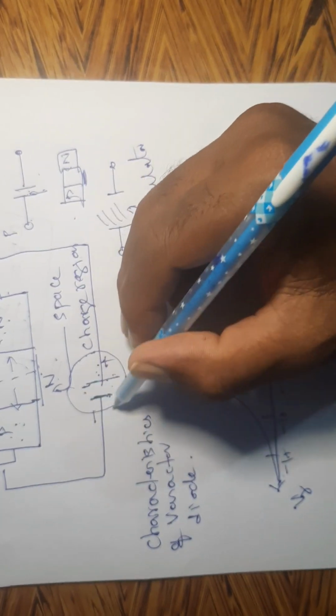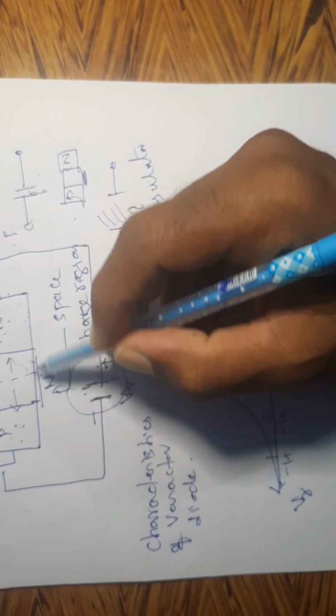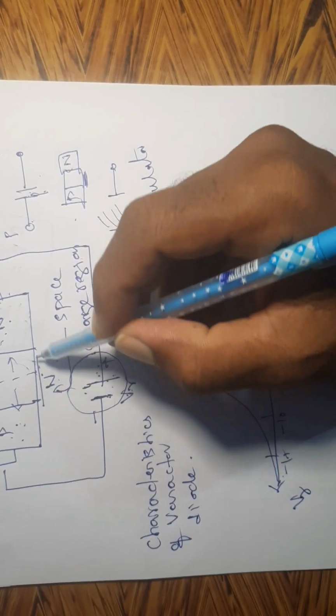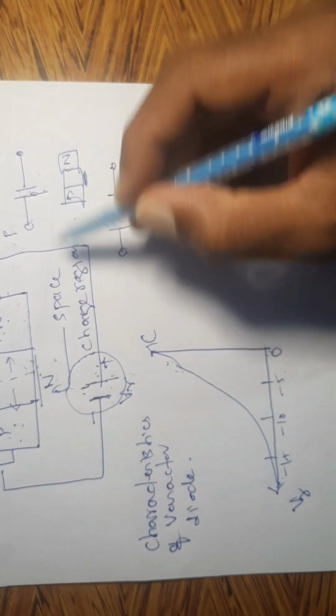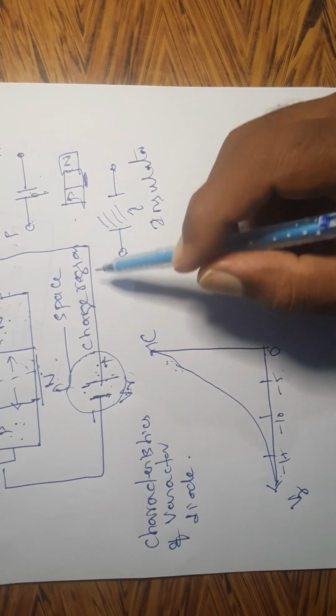If you apply reverse bias voltage, the depletion layer will change. When the depletion layer changes, what happens? The capacitance value will change. That is the concept about the Varactor diode.